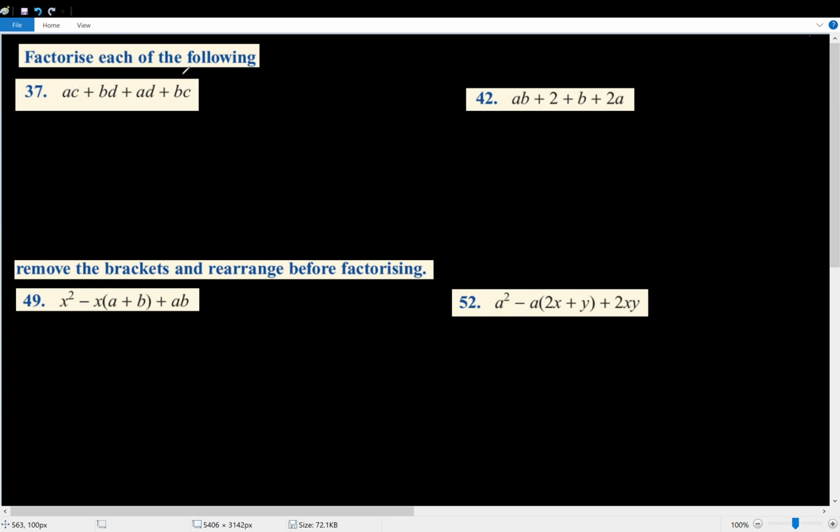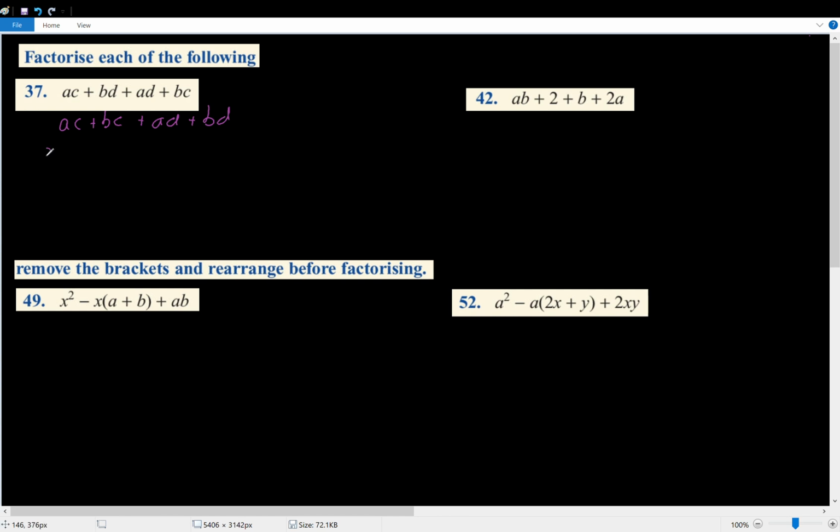So AC and BC both have a common factor of C, and BD and AD both have a common factor of D. So if we rearrange the way we've written this and group them together, we can see about getting common factors out for this. So we'll rewrite this to be AC plus BC plus AD plus BD.